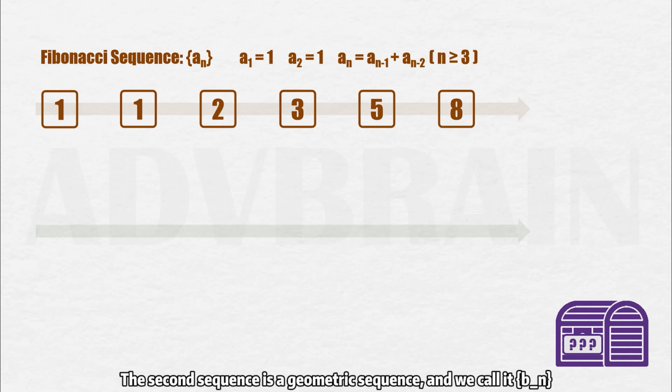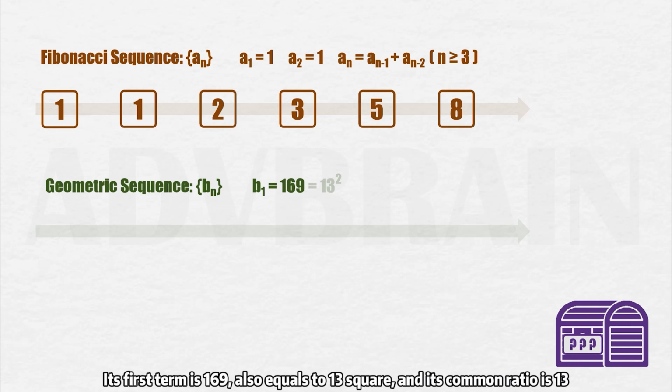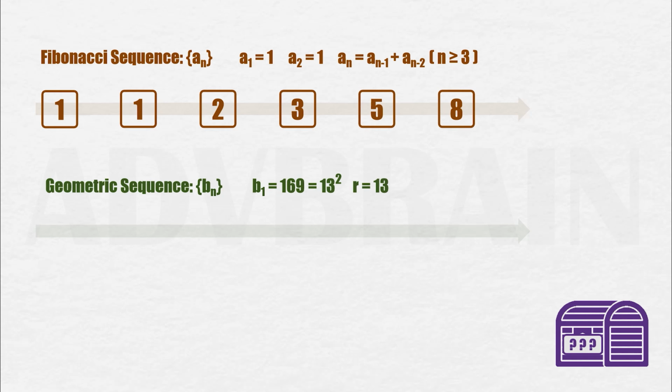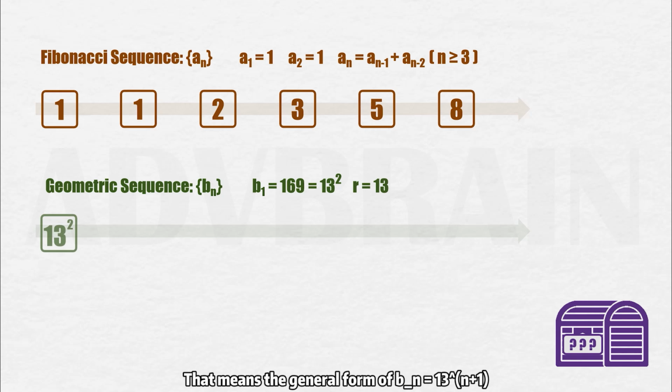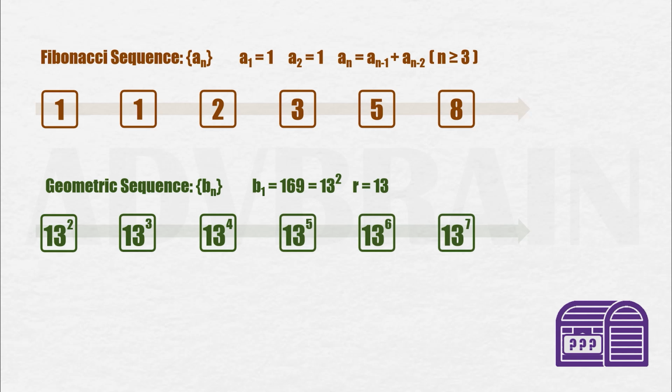The second sequence is a geometric sequence, and we call it Bn. Its first term is 169, also equal to 13 squared, and its common ratio is 13. That means the general form of Bn equals 13 to the power of n plus 1.